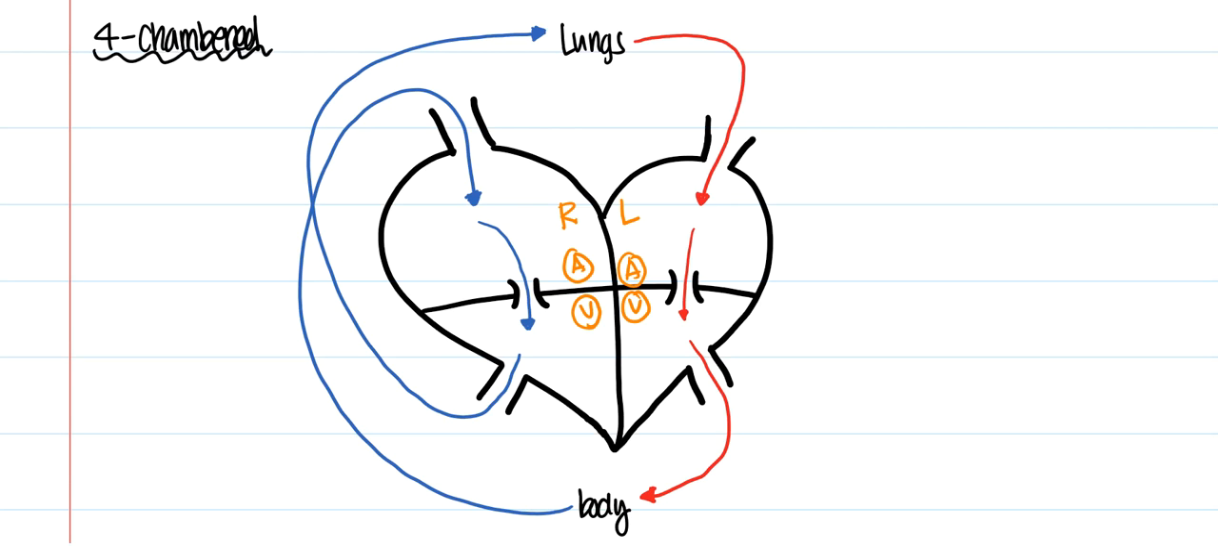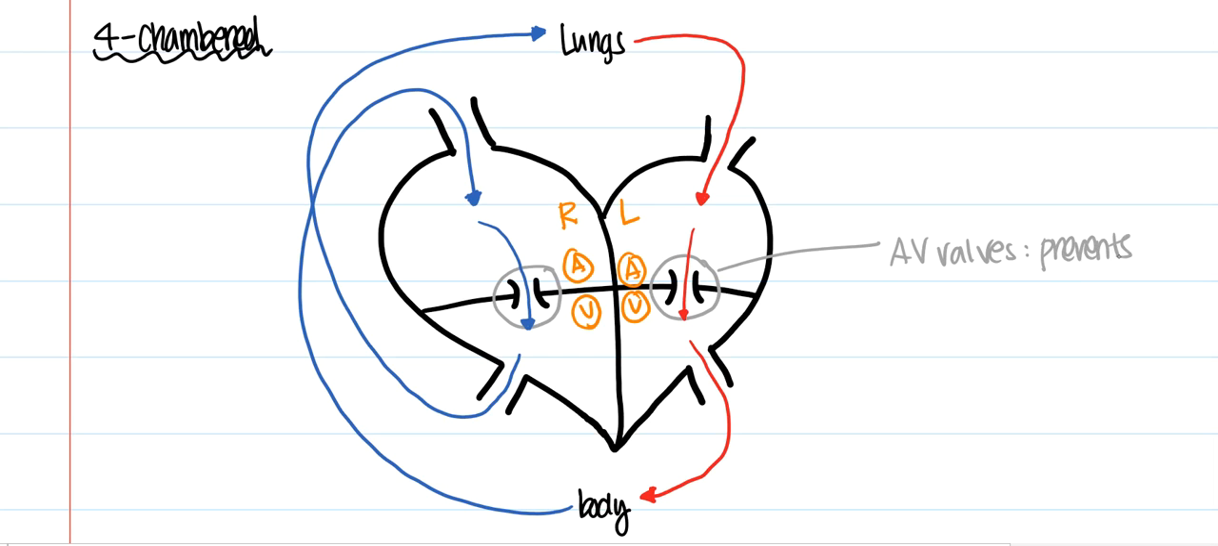First of all, we have to understand that this and this are actually going to be valves. These are called AV valves. AV stands for Atrioventricular Valves. This is basically there to prevent backflow.